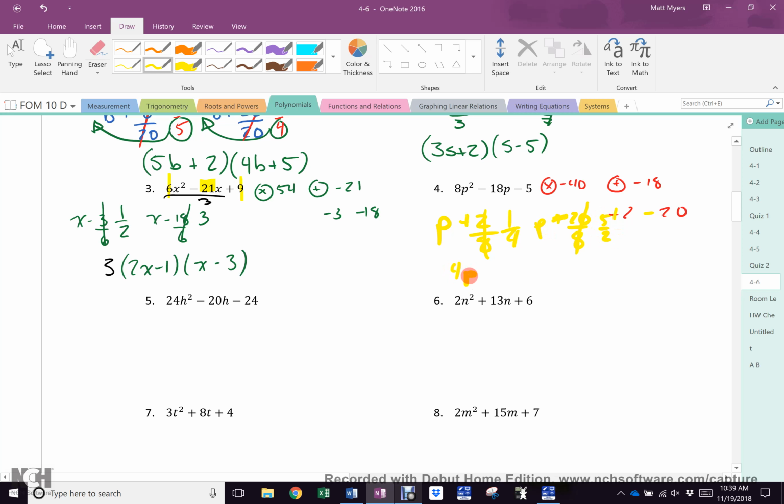2p. 4p. 4p plus 1 and 2p minus 5. And I check. Is 4 times 2 8? Yeah. Is p times p, p squared? Yeah. Is 1 times negative 5 negative 5? Yeah. And are we right? Yeah.